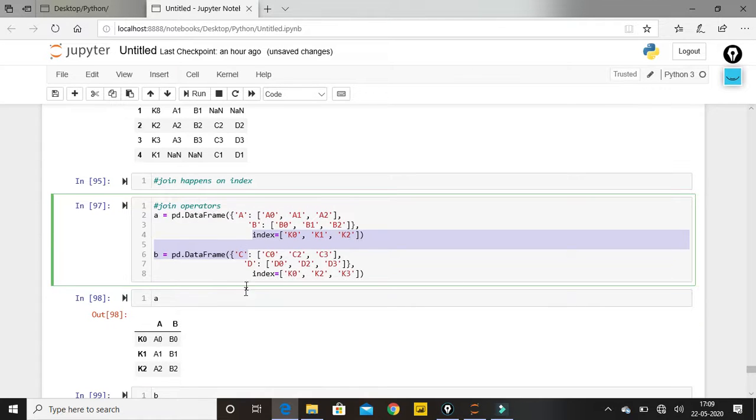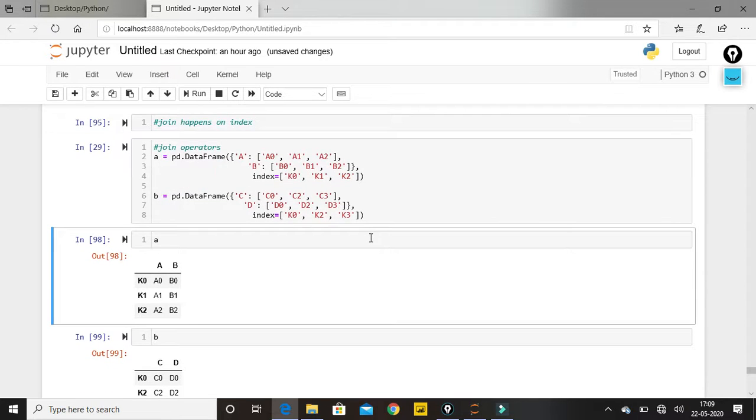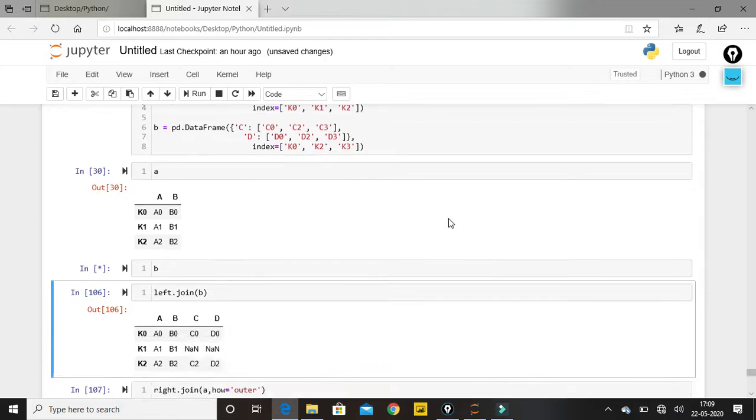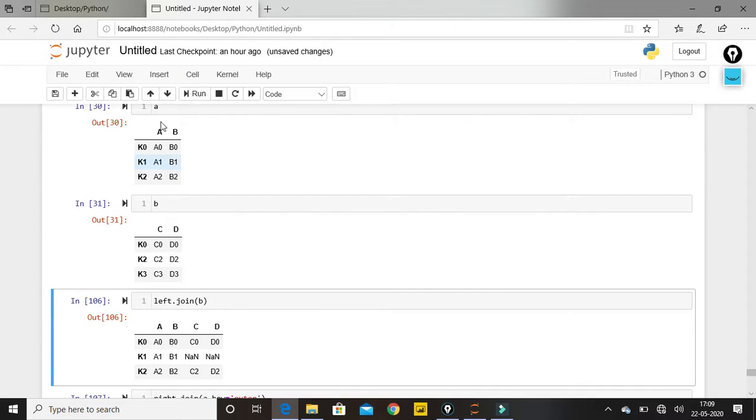Okay, so for this join I'm using one more data frame. I've got this from a dictionary, I have manually written this. So this is my A data frame and this is my B data frame. Just look at both these data frames. There are columns A and B, C and D, and there are three row indexes, K0, K1, K2 and K0, K2, K3.